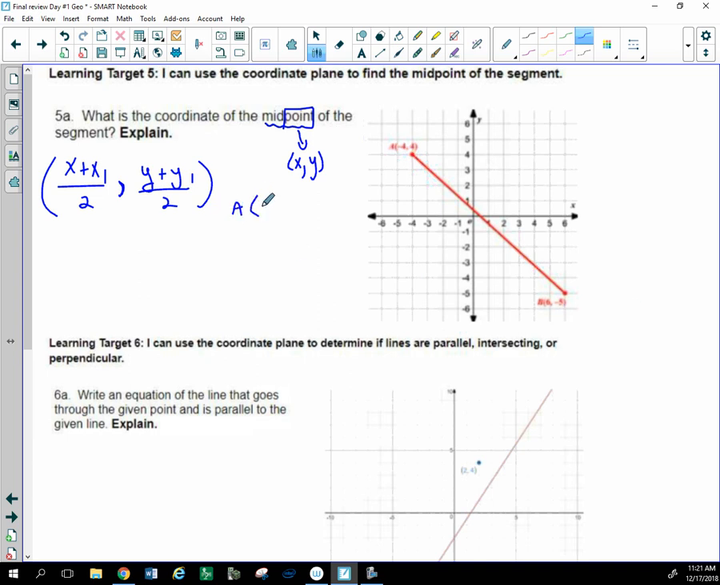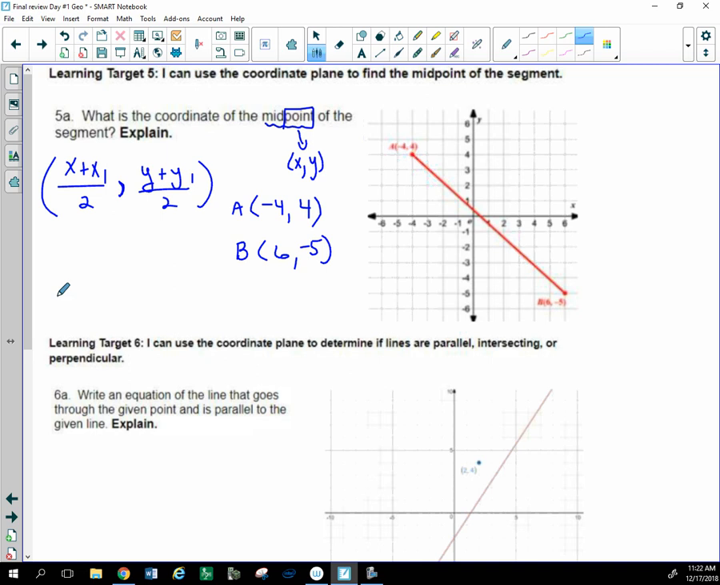So we have the segment A, which is negative 4 and 4, and B is 6 and negative 5. Alright, so those are my x's and y's.